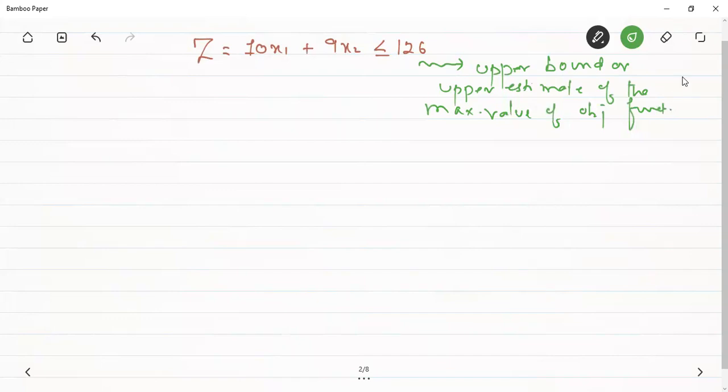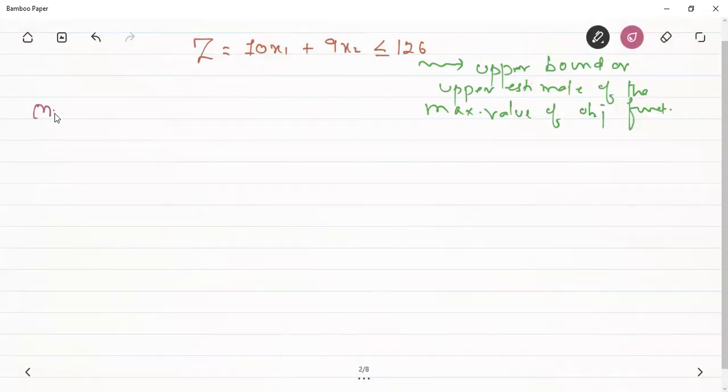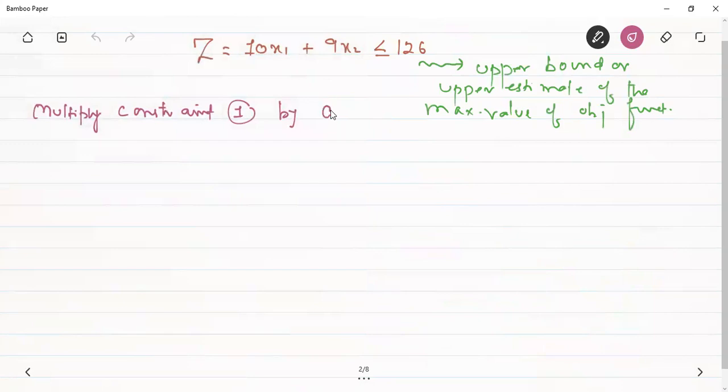Now let me change the multiplication constant. I'm going to multiply the first constraint by 4 now. First I had multiplied by 6, now I am going to multiply this first constraint by 4. That is a = 4 here. I'm not multiplying the second constraint, therefore b = 0.